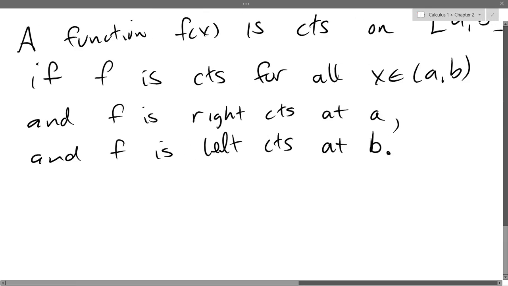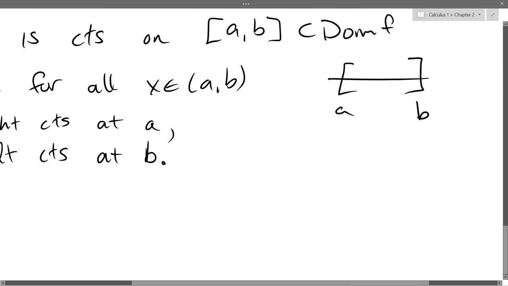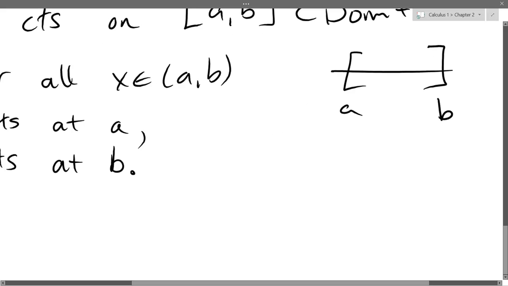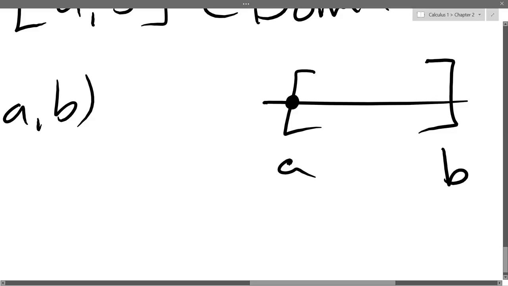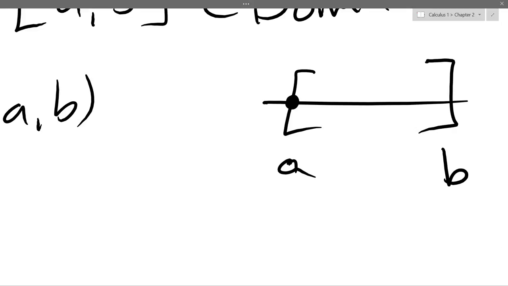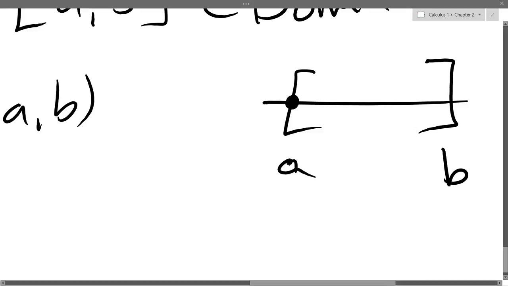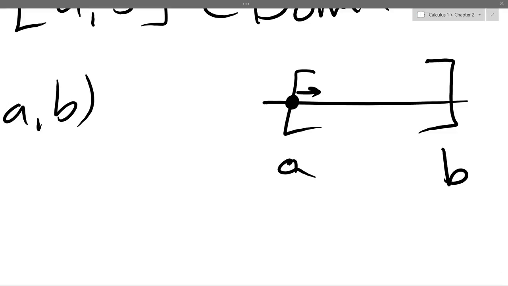So it's a little confusing because we're right continuous at the left endpoint. Here's the way you want to think about that. If you're at the x value A, what side are you continuous on? You'd have to be continuous going to the right. Everything's backwards for me, so I'm going to point the wrong way. But if you're at A, it only makes sense to look to the right. And so you need to be right continuous at the left endpoint.